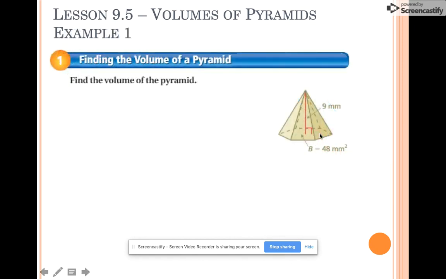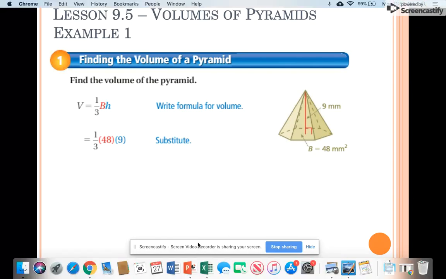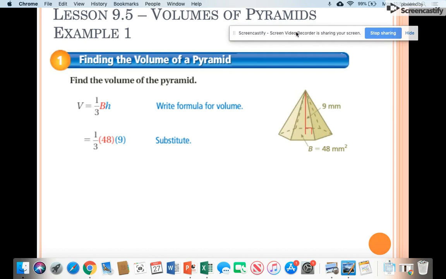Take a look at example 1. They give me a hexagonal pyramid. And just like we did with the surface area of a pyramid, they give me the area of the base. And so I can simply think of the formula V equals 1/3 times the area of the base times the height. Well, the area of the base is 48 and the height of the pyramid is 9. And so I simply multiply 1/3 times 48 times 9.